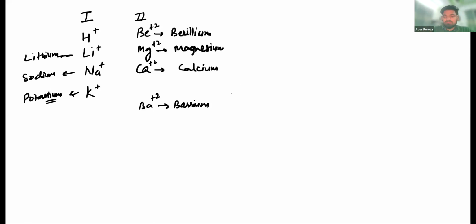Okay, the next one is aluminium. We can say that boron and aluminium are going to have valency 3. Then Ka, C: carbon and silicon are going to have +4 valency.